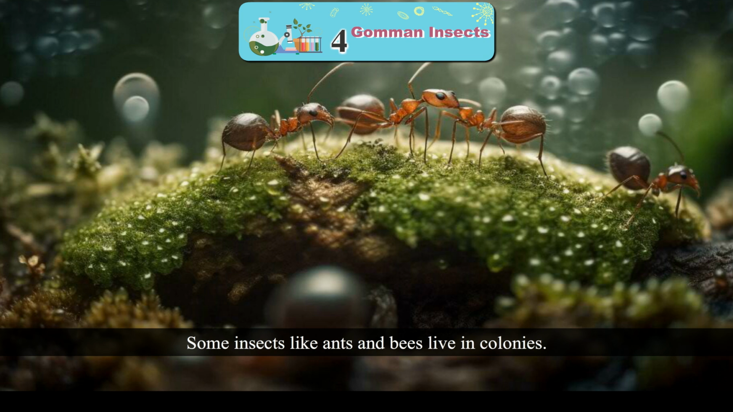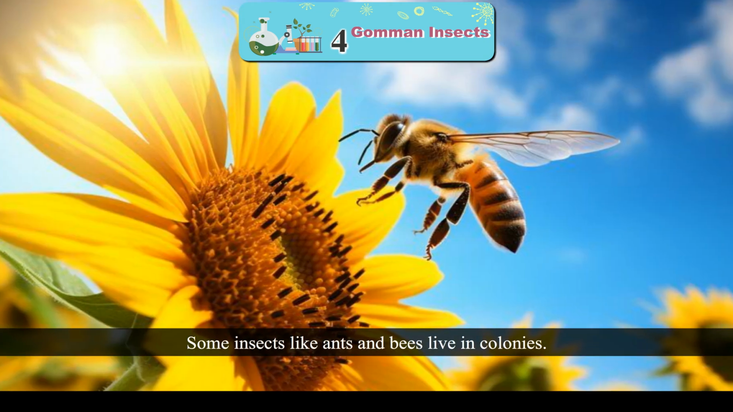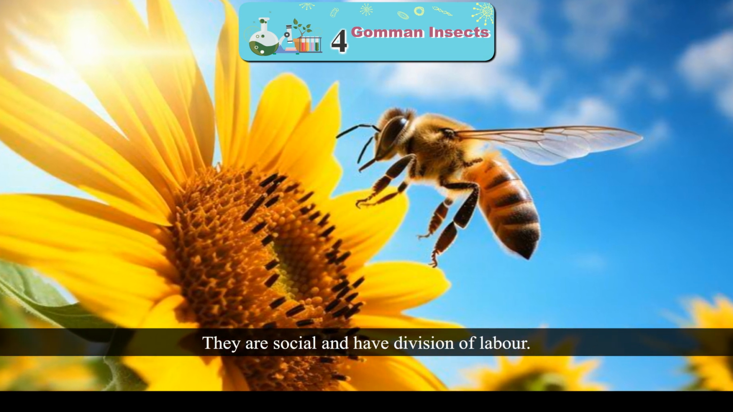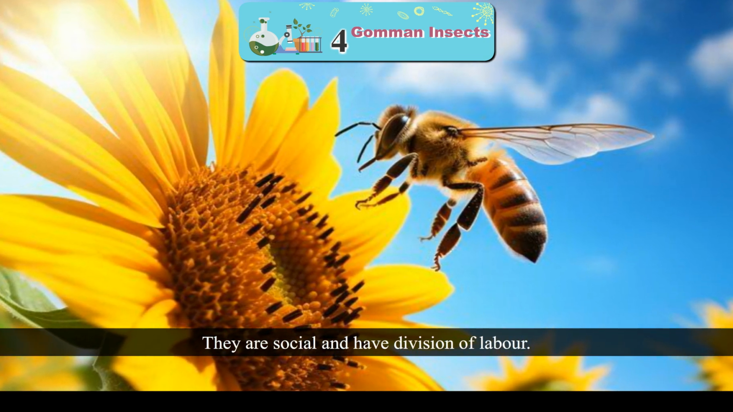Social insects. Some insects like ants and bees live in colonies. They are social and have division of labor.